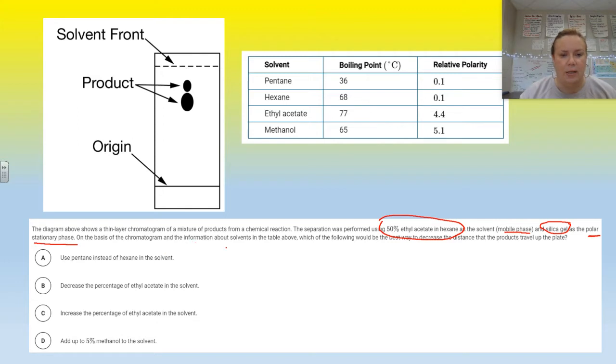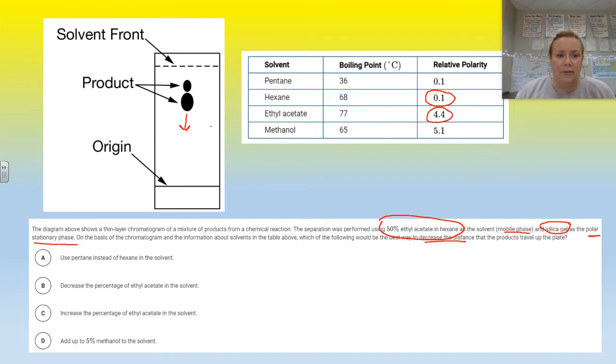On the basis of the chromatogram and the information about solvents in the table above, which of the following would be the best way to decrease the distance that the products travel up the plate? So we're trying to get these products to actually come down here a little bit. So what we have to do is look up here at the relative polarity, especially of hexane and ethyl acetate, because this is going to be a combination here of our mobile phase. So ethyl acetate is actually dissolved into hexane. So if we lower the concentration of ethyl acetate, it'll actually make the polarity less too.